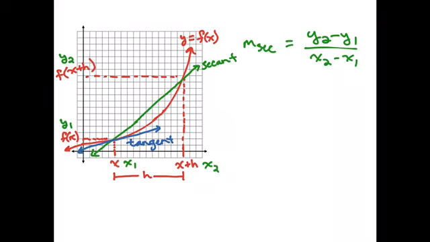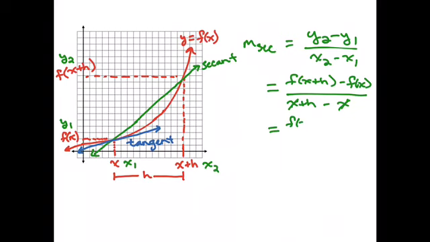So if I plug that into my slope formula, I'm going to get f of x plus h minus f of x over x plus h, my x2, minus x, my x1. And x minus x goes to 0. And we get f of x plus h minus f of x over h. Okay, so this is just a different way of writing the average rate of change of a curve. It's a generic way of writing it for slope.